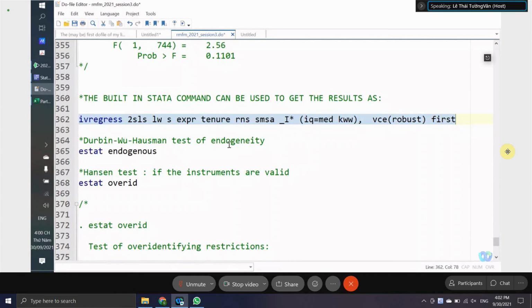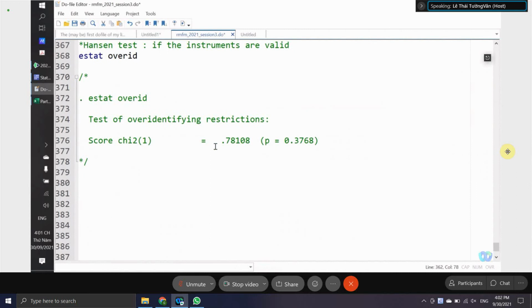So basically, the instrumental approach is to decompose the endogenous explanatory variables into two parts. The part that is exogenous will be used again as the explanatory variable, and the part that is endogenous, that is correlated with the error term, will be thrown away. That's the idea, yeah.